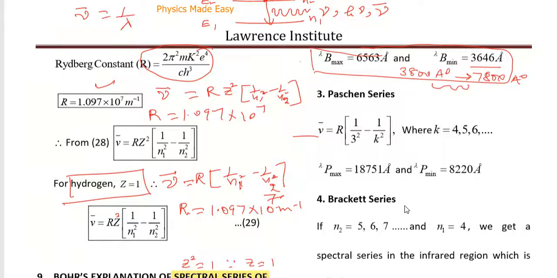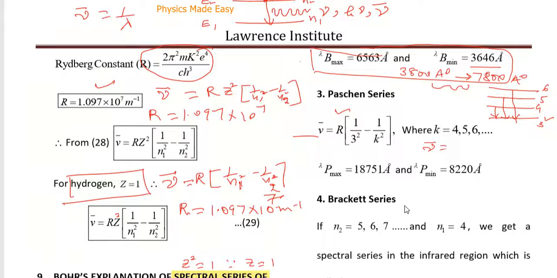Next is the Paschen series. For the Paschen series again, we have these levels. Let them be level number 3, 4, 5 and 6. Electrons fall in this level, then this, then this. So electrons fall in the third level. When electrons fall in the third level, the Paschen series is formed. For the Paschen series, this is the formula.